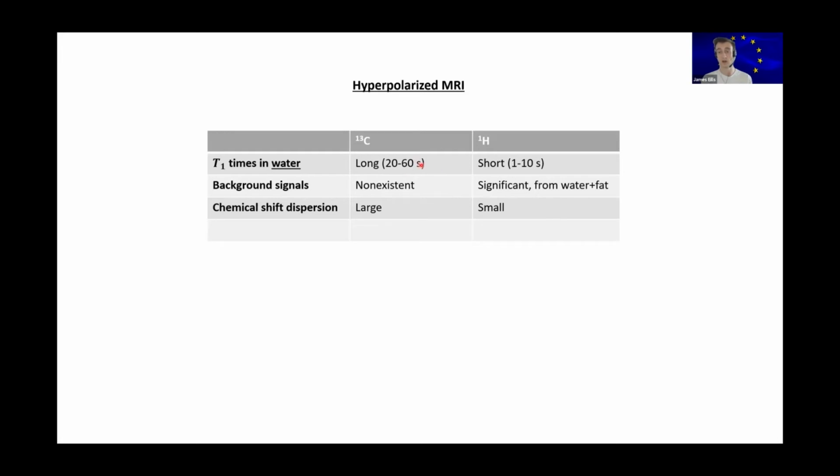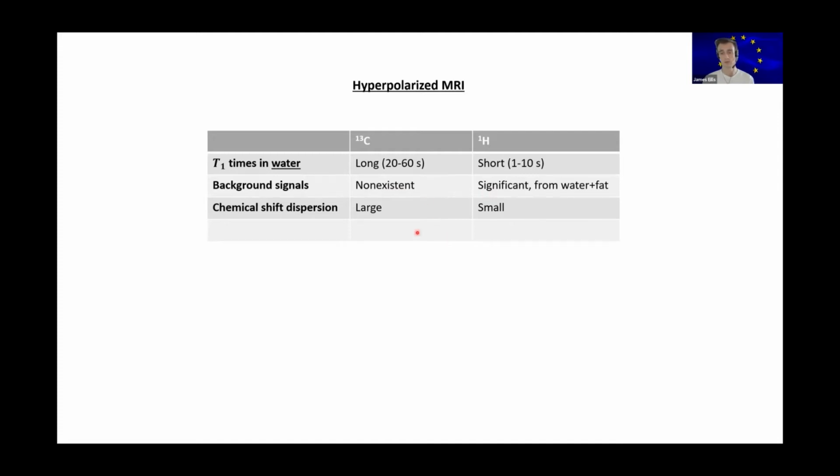Now that's going to be enough time to produce the metabolite, transport it over to a person or an animal, inject it, it migrates to the area of interest, undergoes some metabolism. All of that takes time. So this is really important. Background signals are pretty much non-existent for carbon-13, but in proton images, of course, there's water and fat throughout the body. So there's a significant background.